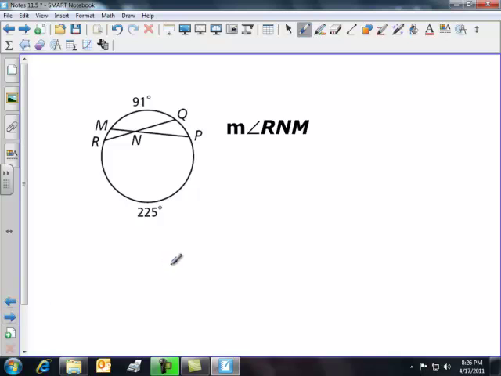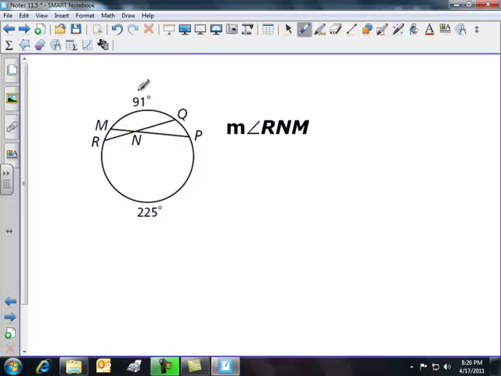Here, find the measure of angle RNM. Now notice that, you see this initially and you might think, okay, just add these two, take half of them, we're done. Well, not quite yet. If we were to find the measure of RNP, then sure, we could just add the 91 to the 225 and take half of that sum. However, we're finding this angle here.